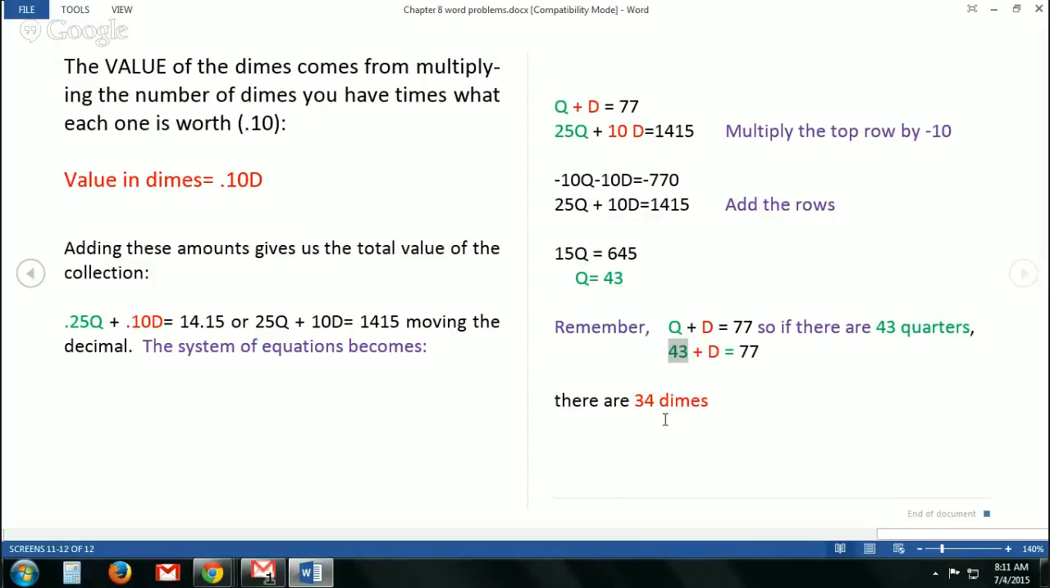Again, our numbers that we ended up with couldn't be a fraction. They couldn't be something negative. We had to have positive integers only for our solutions here. 43 quarters, 34 dimes in our collection, and those numbers do add up to 77.